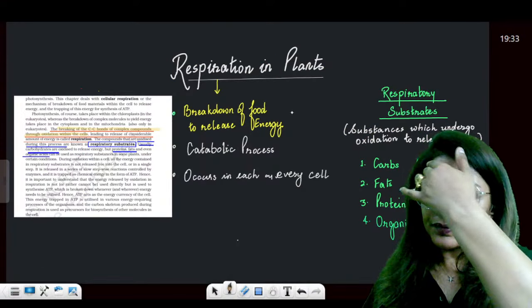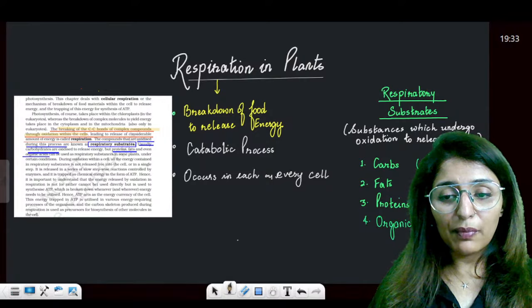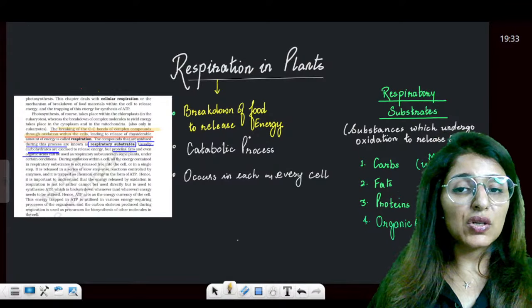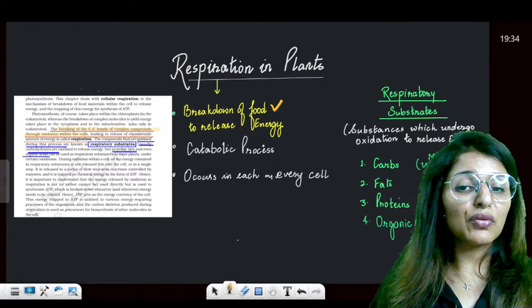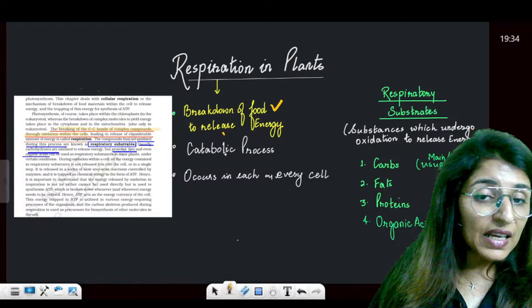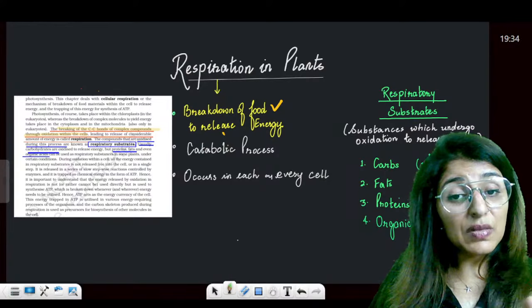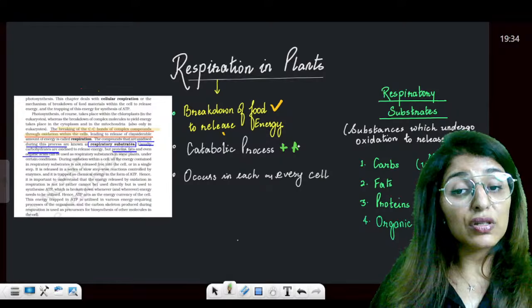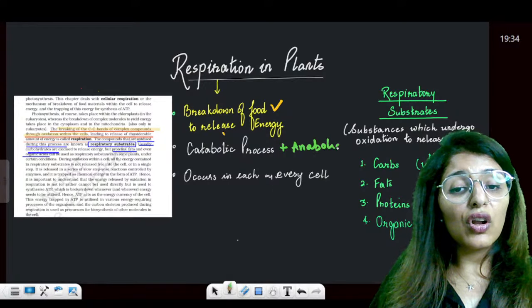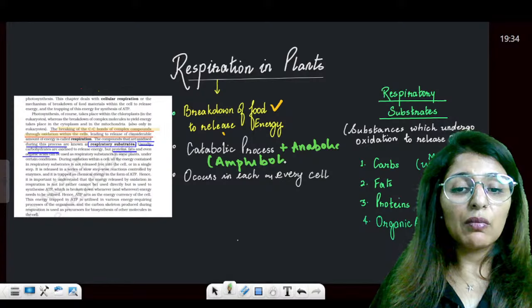All right, and then moving on to the last chapter of plant physiology, which is respiration in plants. What is respiration? Breakdown of food to release energy. It is a catabolic process, but we see that during this entire process, there are some steps which involve anabolism also. So overall, it is an amphibolic process.